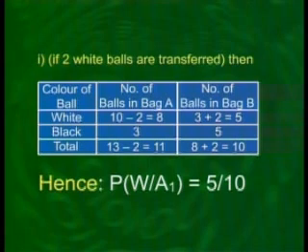This probability is denoted by P of W given A1, and as you can see, it is a conditional probability. ये इसलिए कि ये जो आंसर हमने ऑब्टेन किया है 5/10, this is under the condition that 2 white balls have been transferred into the second bag. In other words, it is under the condition that the event A1 has already occurred.